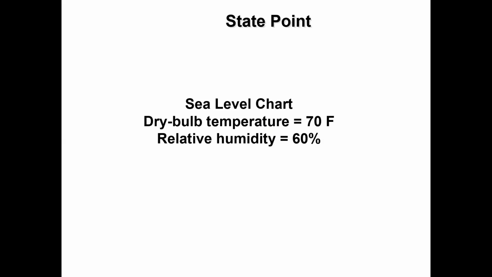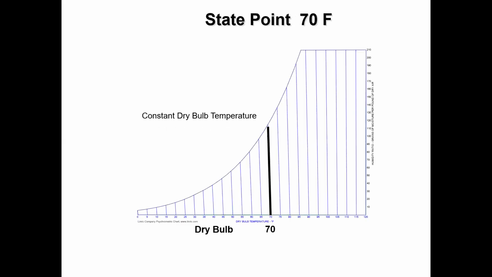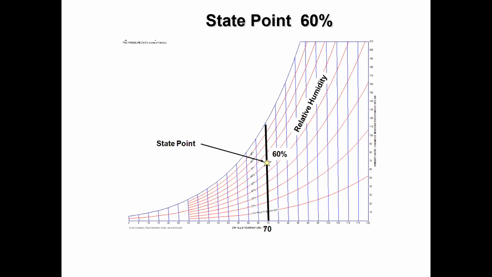Just for example, it's sea level. The dry bulb temperature is given as 70°F, and relative humidity is given as 60%. That's one specific point, and we can locate that point in the psychrometric chart. In this chart, it shows 70. This is the dry bulb temperature, so 70°F is mentioned. And secondly, we want that state point at 60% relative humidity and 70° dry bulb temperature, and you get this point here.